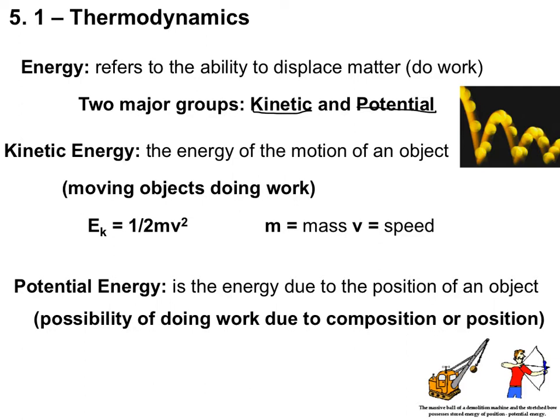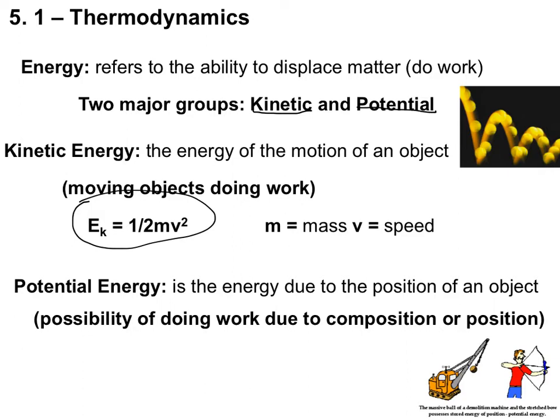Kinetic energy is the energy of an object that's in motion, or an object that is moving. So moving objects are always going to be doing some sort of work. And the formula that you guys are going to be looking at is E sub k, which refers to kinetic energy, is equal to half of your mass times your velocity squared. So this equation will sometimes come in handy depending on what you're given. There's plenty of practice problems in the book, and we may look at a few of them.